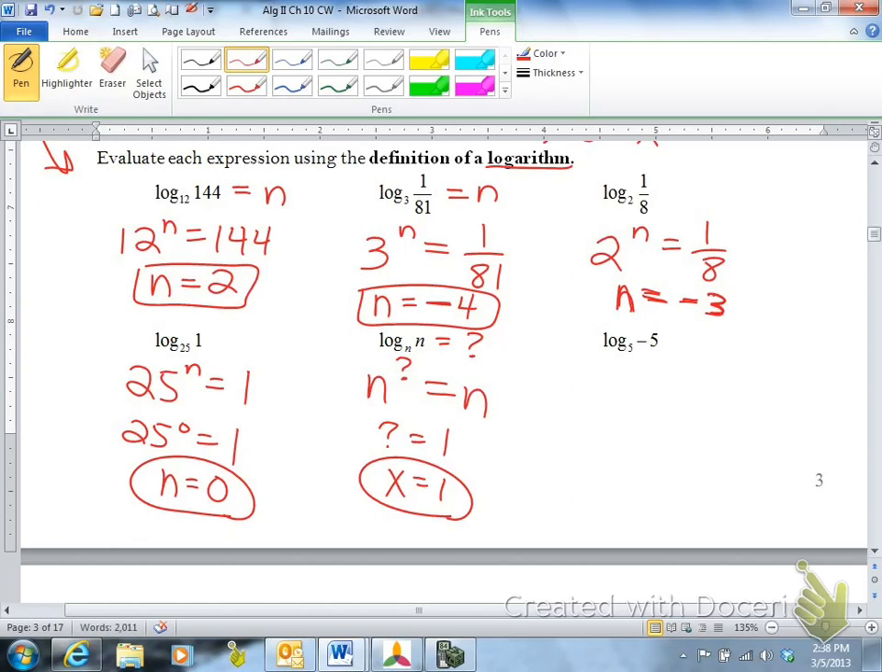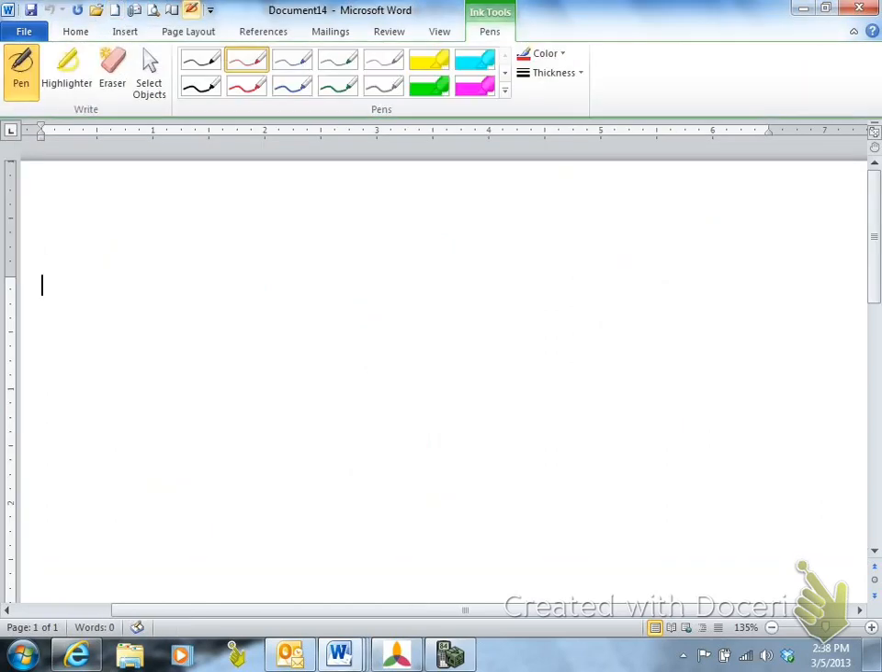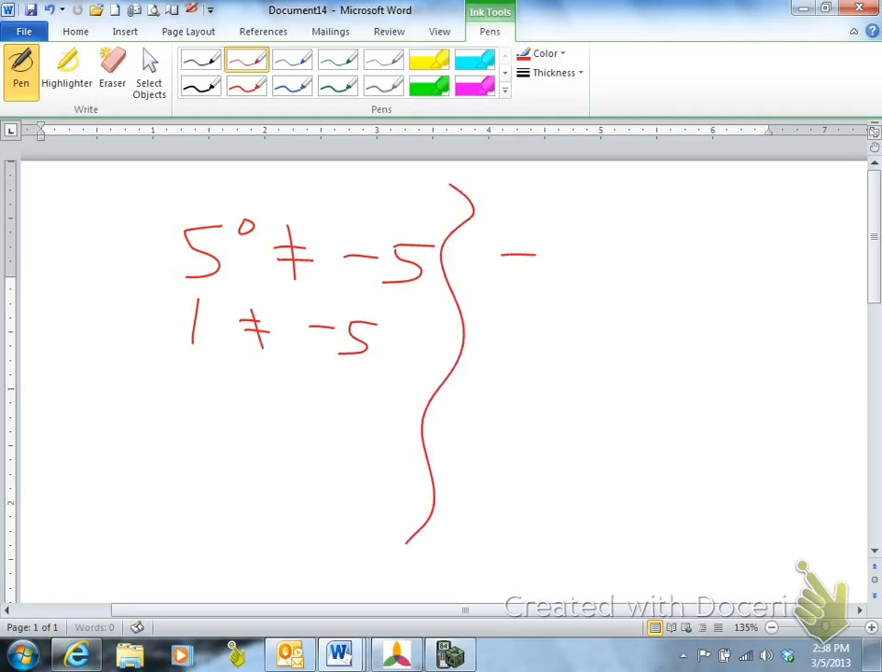For the last one, if you rewrite it, the base is 5. You want to know what the exponent is. 5 to the what equals -5? And if you think about it, maybe you're conjecturing some numbers. If you tried 5 to the 0, does that equal -5? That's not true, because that would be 1 equals -5. If you tried 5 to the -1, does that equal -5? That's not true, because that would be 1/5 equals -5. So 0 doesn't work, -1 doesn't work.